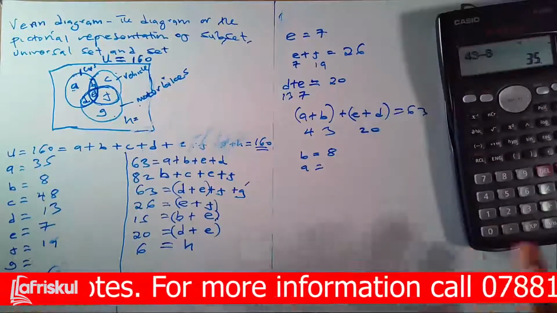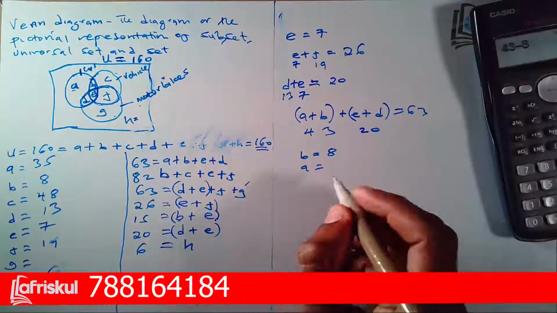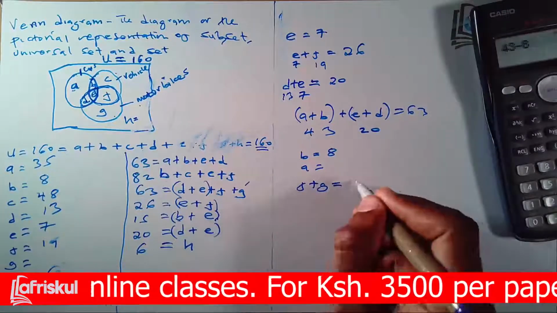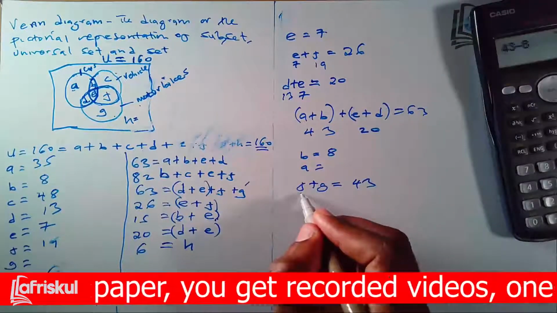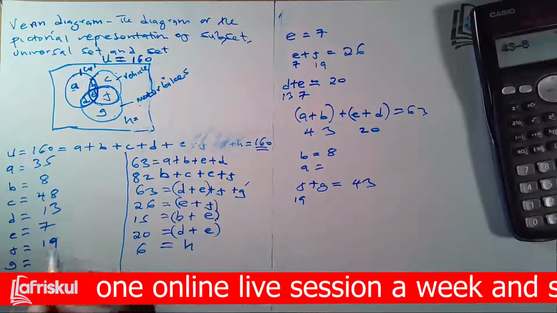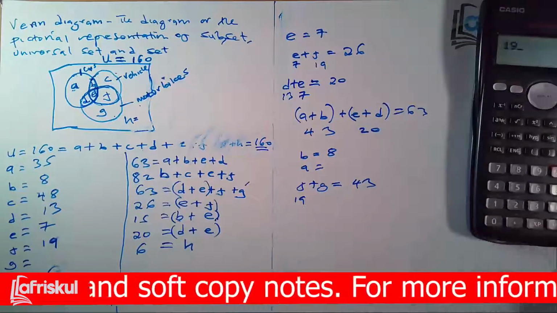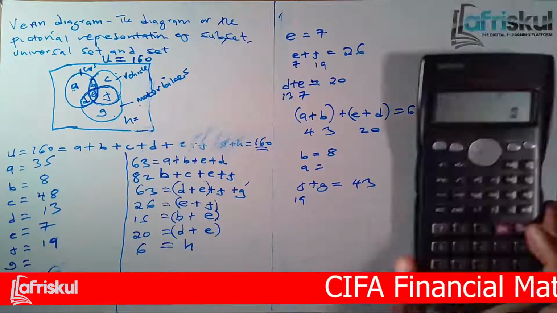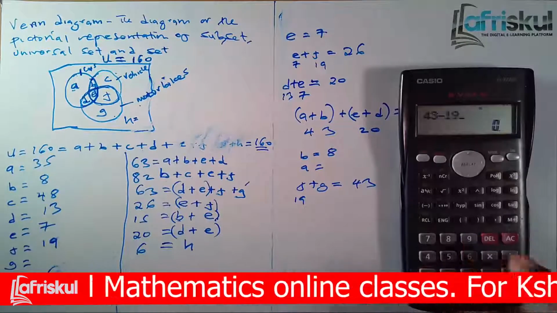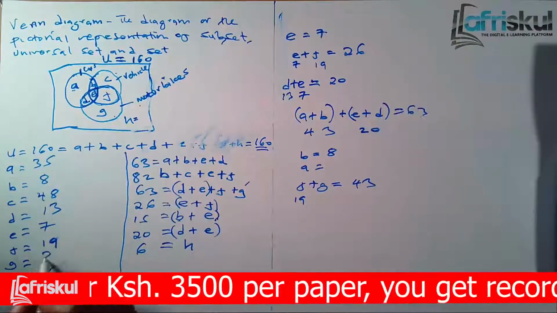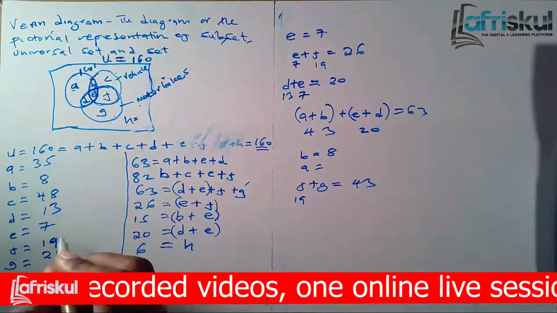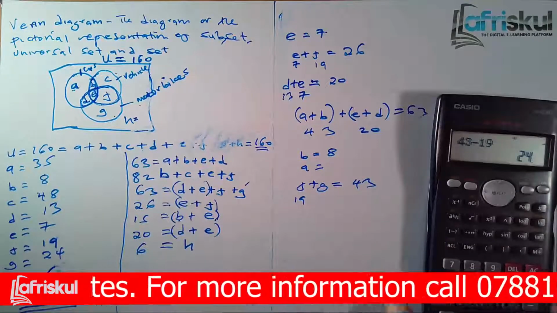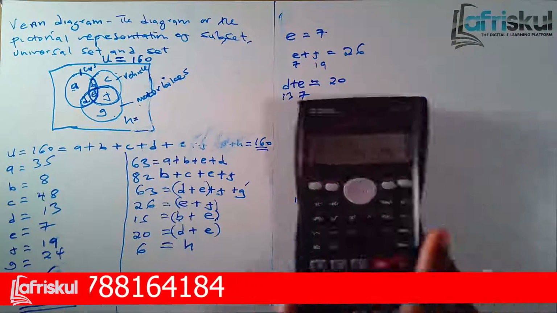Now we have G. We remember that F plus G is equal to 43, and our F is 19. Therefore, 43 minus 19 will give you your G. Therefore, your G is 24. Now when you add all these, it must give you your universal set.